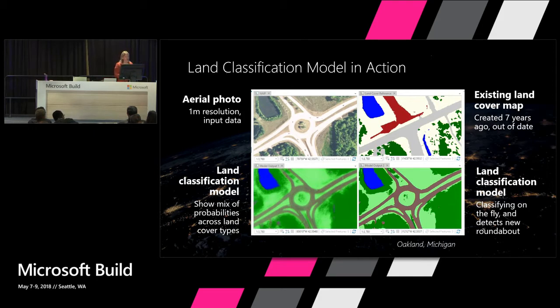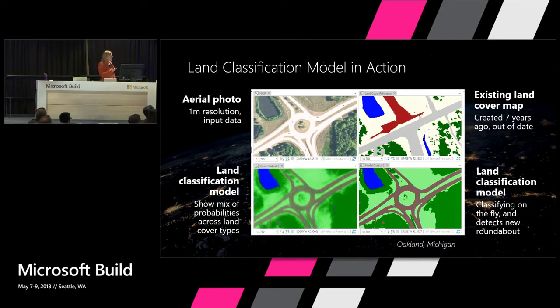Here our input image is the upper left. On the upper left-hand side, you see an aerial photo. This is satellite imagery that is the input to our algorithm. That's what you could see from far away. The existing land cover map looks like the upper image on the right. Since it was created 7 years ago, it's a little bit out of date. It's using the old road information before the roundabout was put in, so there's not a traffic circle there yet.